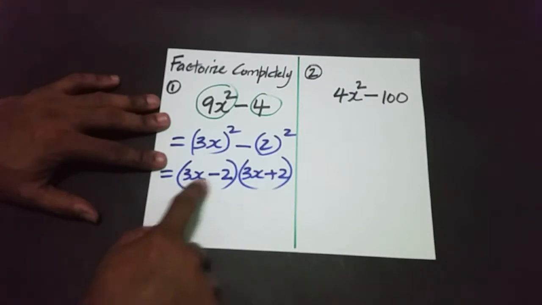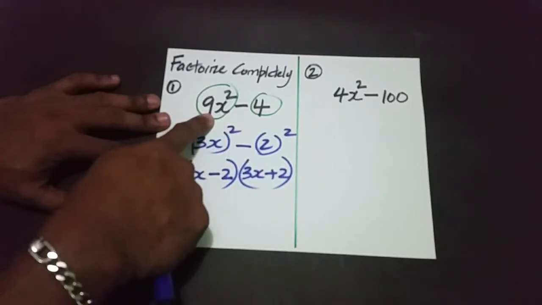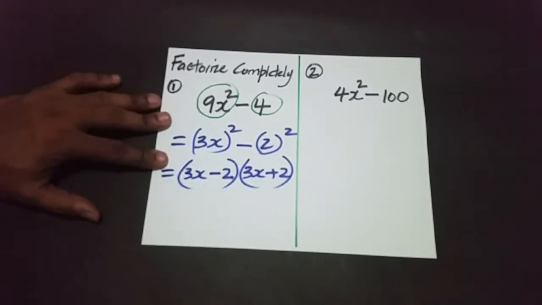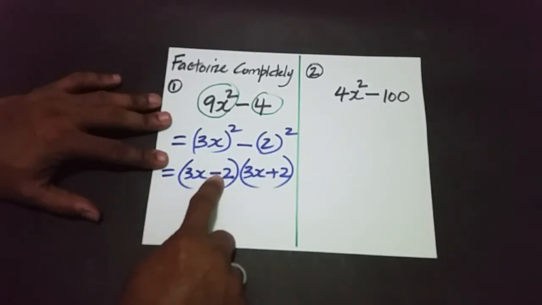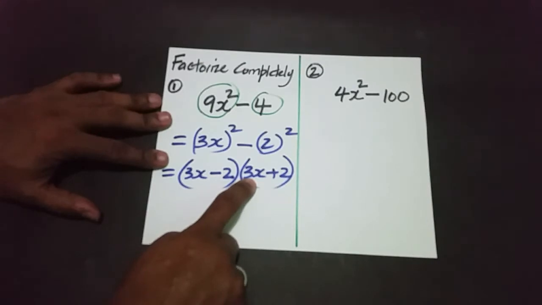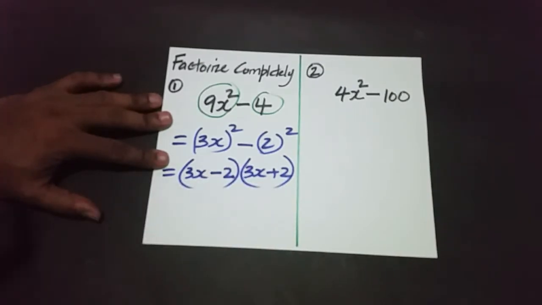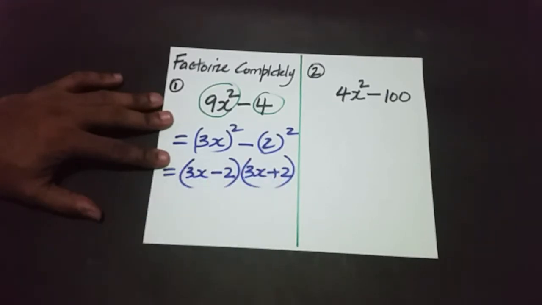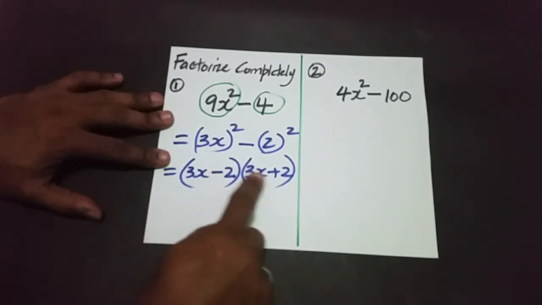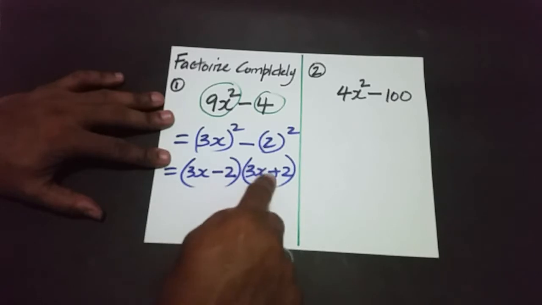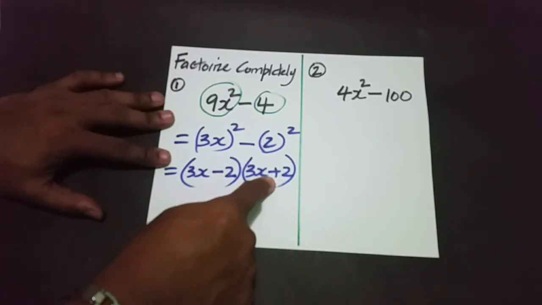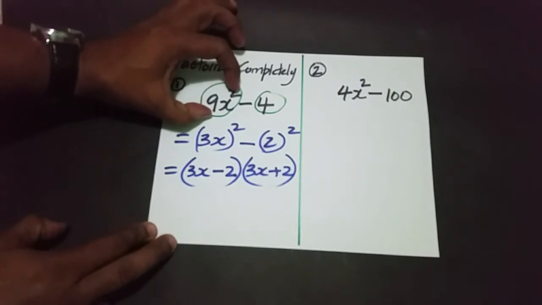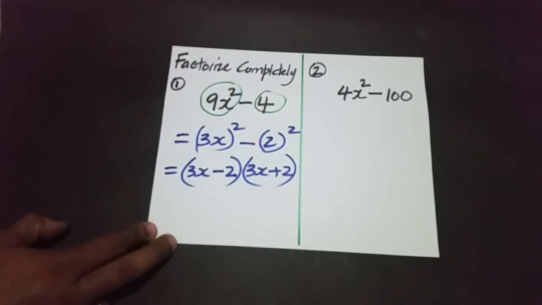Now 3x times 3x is going to give us 9x squared, and 3x times positive 2 is going to give us 6x. But if you look back at here now, minus 2 times 3x is going to give us minus 6x, and 6x minus 6x is 0, and then minus 2 times positive 2 is going to give us minus 4. So it's two different signs inside the bracket all the time when it's factorization by difference of two squares to get rid of the middle term. So we only have 9x squared and the 4 there.